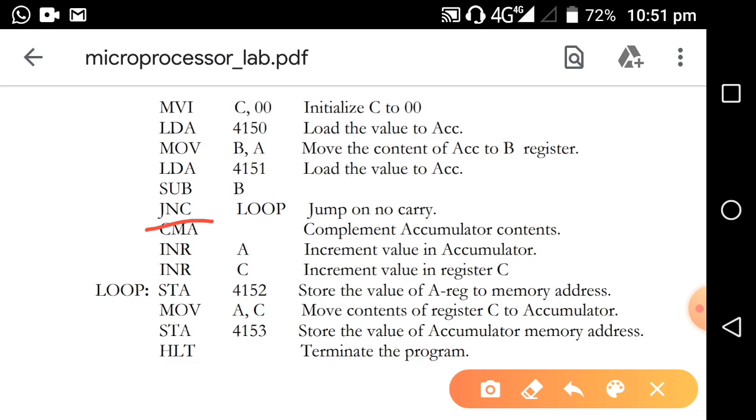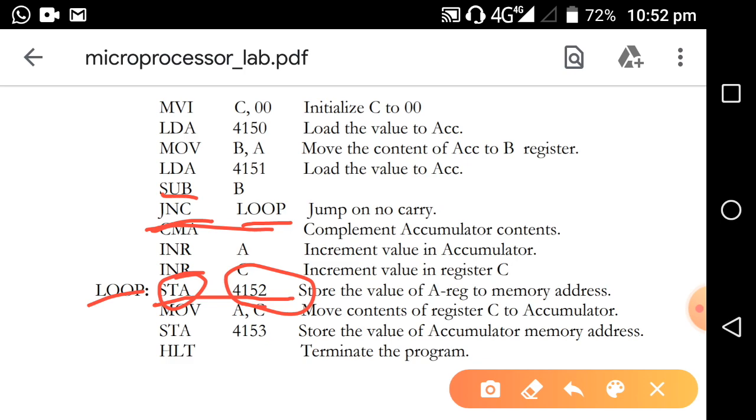If there is no carry, we will move to the loop label, and this loop label holds STA 4152. That means after the instruction SUB B, the accumulator holds the difference of the A and B contents. Then that difference will be stored into the 4152 memory location when there is no borrow. Okay, but if there is a borrow, that means the content of the accumulator is smaller than the content of the B register, and the resulting difference is negative.